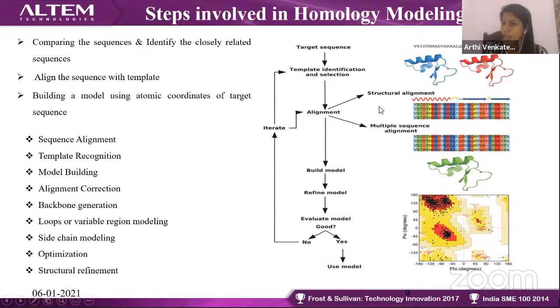Structural alignment is based on what you might have studied about protein structures, I mean, alpha and beta helix and all. So you will align your structure based on the structural alignment, or else you can go for multiple sequence alignment. And once this alignment has been done, you can build your model.